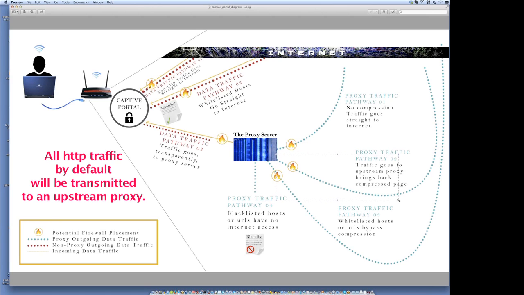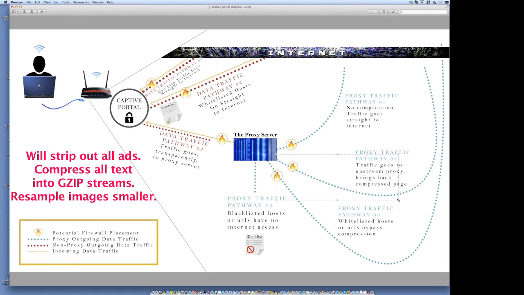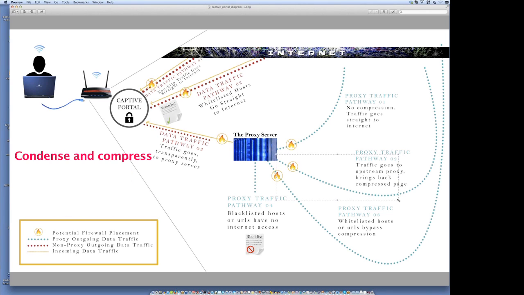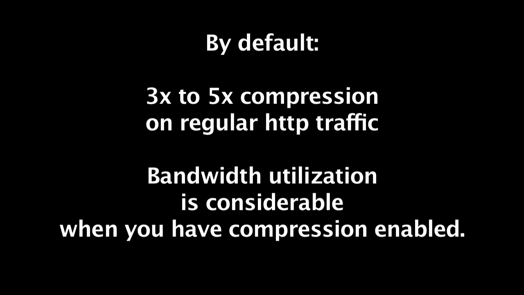That traffic will go upstream to an upstream proxy server, which will do a number of different things for you. It'll strip out all ads. It will compress all text into gzip streams. It will resample the images down to considerably smaller than the original size. And of course, the proxy server will allow you to set the compression level on the images. It'll condense and compress JavaScript. It will flatten out images. It will do a bunch of things that are going to optimize the HTTP traffic for this particular account. By default, we get a 3 to 5x compression on regular HTTP traffic. And so the bandwidth utilization is considerable when you have compression enabled.